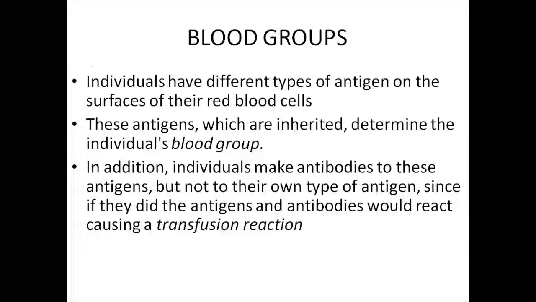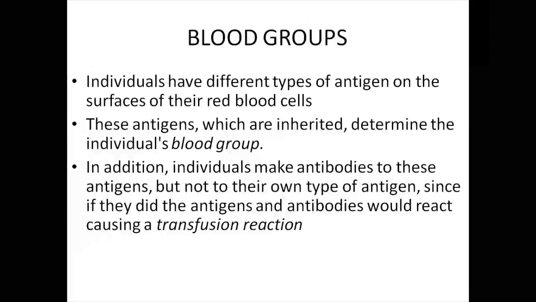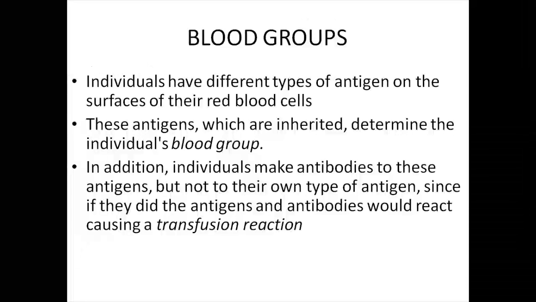So having seen those functions, we will continue with the discussion on blood groups. The human body is considered to have different categorizations of blood groups, so individuals have different types of antigen on the surface of their red blood cells. These antigens, which are inherited, determine the individual's blood group. In addition, individuals make antibodies to these antigens, but not to their own type of antigen.